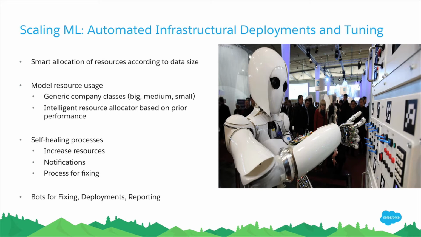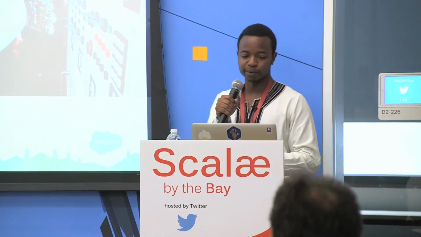So for us to do this, we had to think of ways to really do it in smart ways. First, smart allocation of resources. We can't just spool up resources willy-nilly. We have to think about who's the customer, what is their use case, how much data do they have, and what's the impact to their own system if we deploy this service.